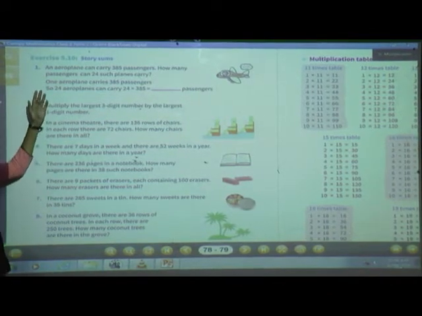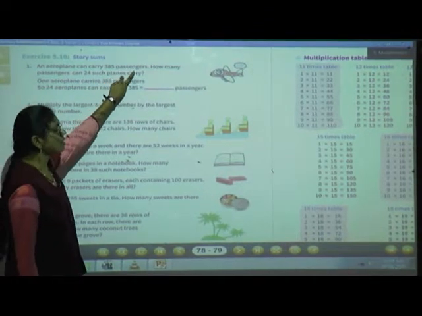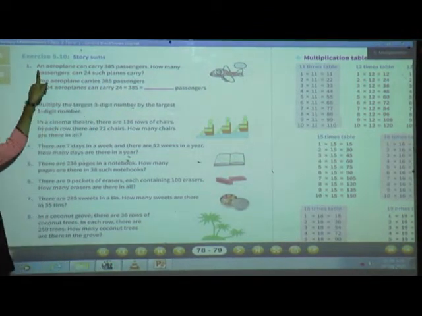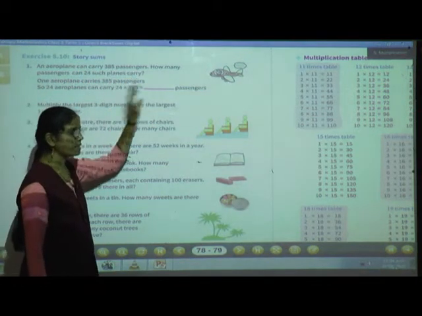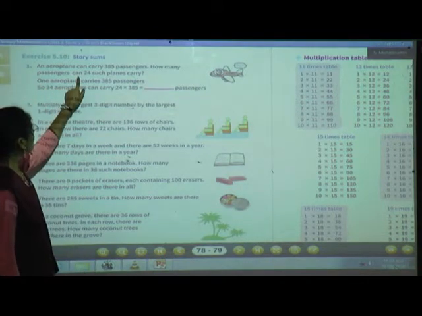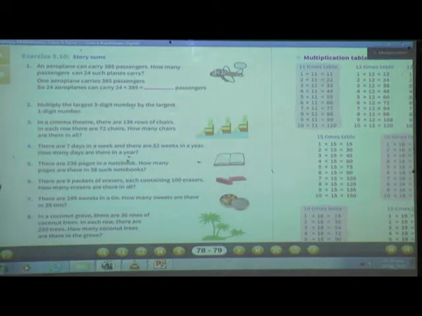The first example is: an aeroplane can carry 385 passengers. See, what is the sentence? An aeroplane can carry 385 passengers. How many passengers can 24 such planes carry? Now see, the question is, read it once again carefully. An aeroplane can carry 385 passengers. How many passengers can 24 such planes carry? So what you will do? Yes, we will do the multiplication.